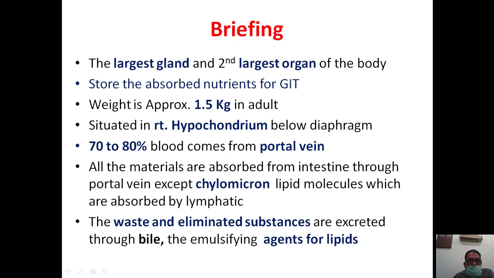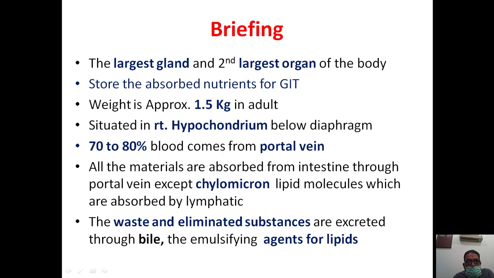Now, briefing about the liver: it is the largest gland and the second largest organ of the body next to the skin. Store and absorb the nutrients coming from the GIT. All the nutrients that are absorbed from the GIT are stored and processed via the portal vein into the liver. Weight is approximately 1.5 kg in an adult, situated in the right hypochondrium below the diaphragm.